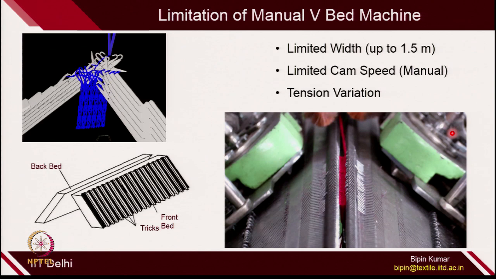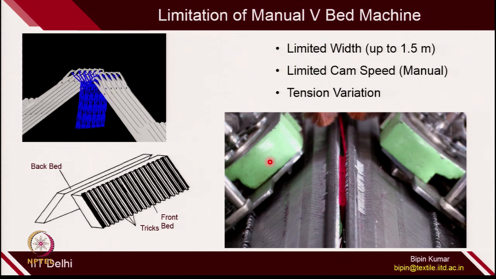Before we move to advancement, we need to understand why there was a need to advance in knitting technologies. Our fabric was being produced on single bed and V bed machines, which were manually operated, but why do we need the advancement in these technologies? So, let us see what limitations the V bed machine was giving us.